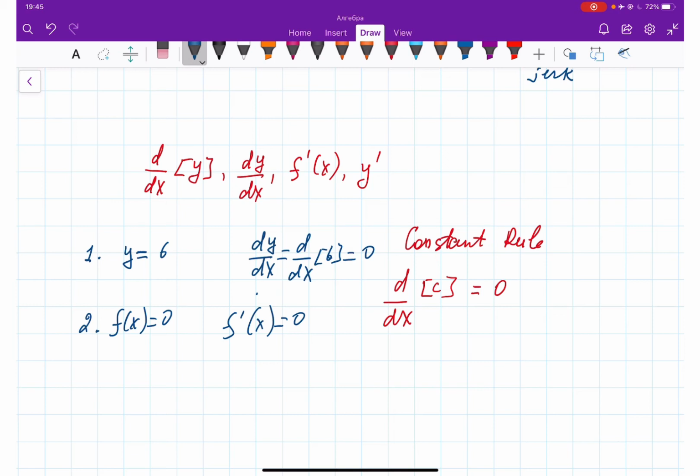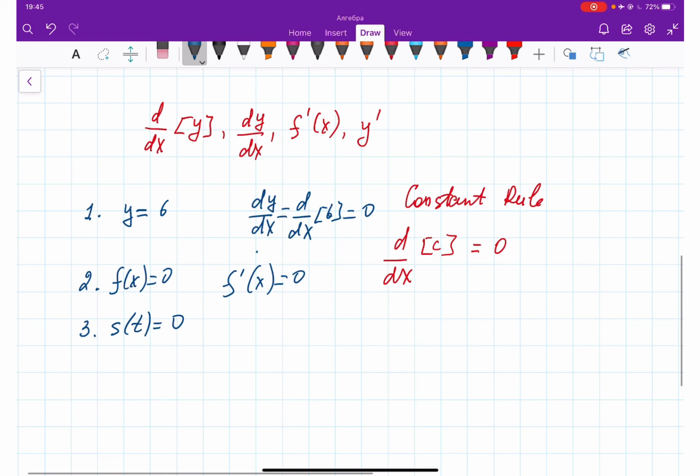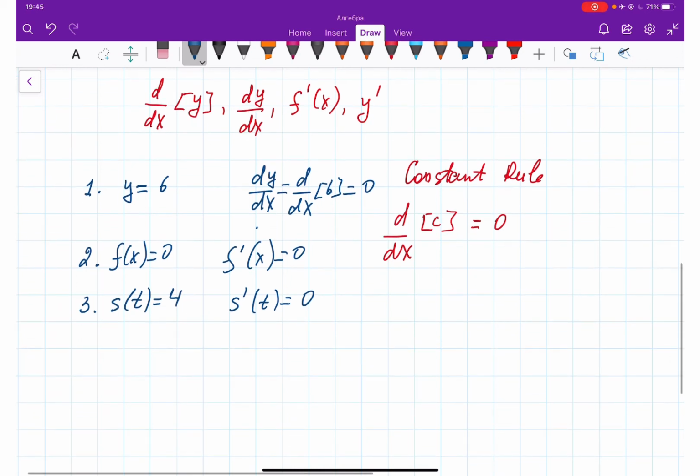Number 3. We are dealing with a constant. s of t is equal 0. We can write down s prime of t is equal 0. Or let me take something different, I'll take 4. Prime, which is the derivative, is still going to be 0, right?